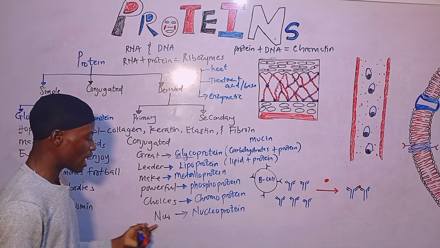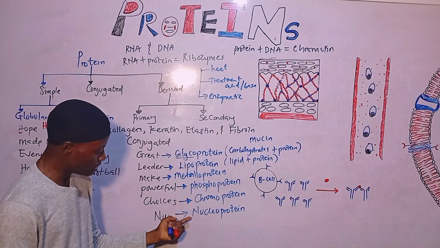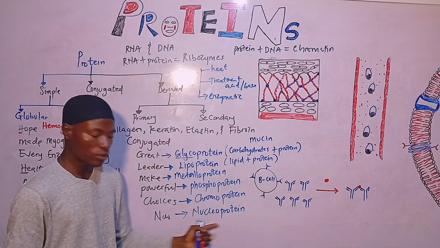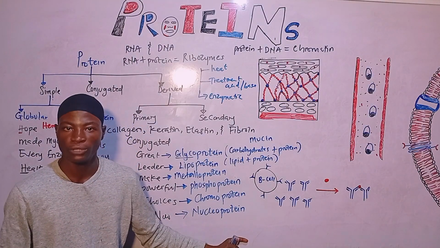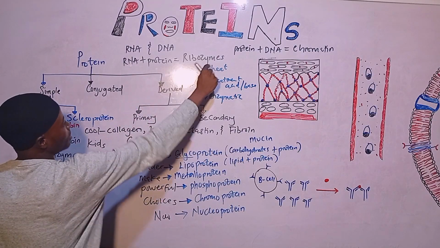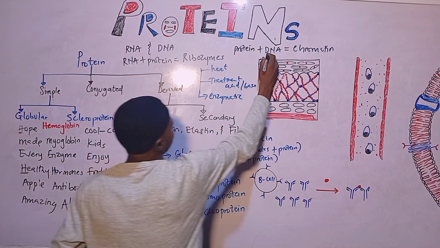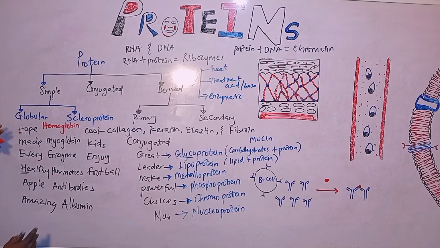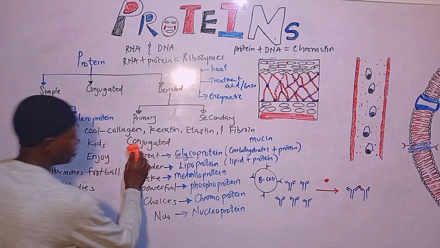Then moving on to nucleoprotein, the end part. We are talking about nucleic acid and also protein. Example, whenever it is RNA plus protein, we have ribozyme. And when it is DNA plus protein, it is chromatin. So that's just examples of globular, scleroprotein, and conjugated protein. Now we are going to move on to primary and secondary protein. Now let's see what we have on that one.